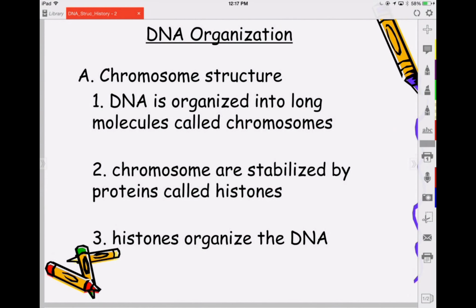Okay, I will discuss DNA organization in our next lecture, but for now, we'll keep it short and sweet. That was the semi-conservative replication of DNA.